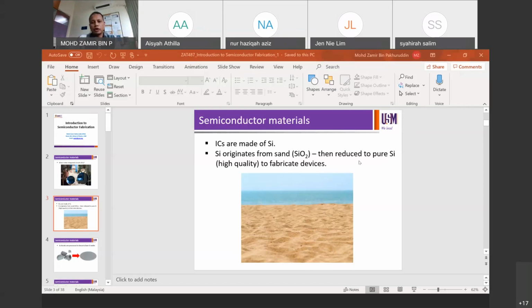So we have to remove the oxygen from the silicon dioxide or from the sand, and then we need to purify the silicon once the oxygen is removed until it reaches 9n purity for silicon. Then only you can use it for integrated circuit fabrication. Okay. Nanti we're gonna go to the specific process for it to be 9n.